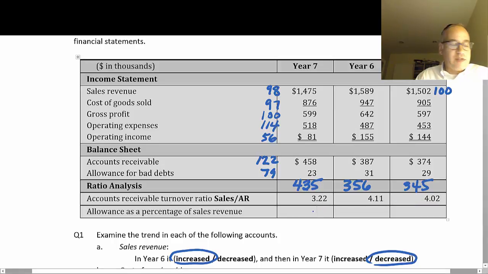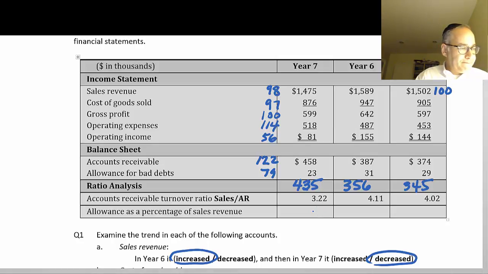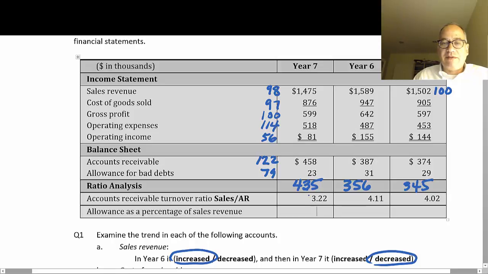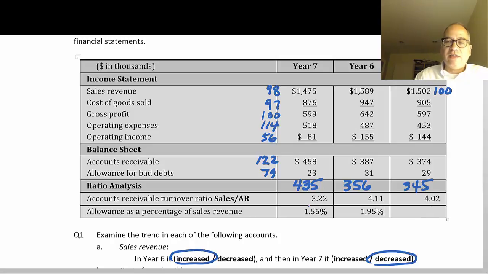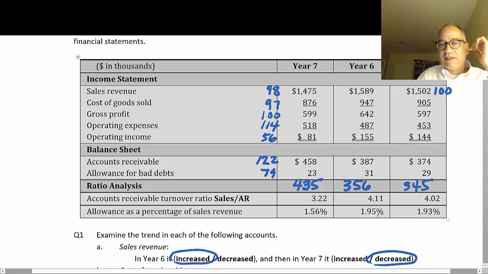And the allowance as a percentage of accounts receivable, I think they're asking you for that right now, right? That would be 23 divided by 458 is 5.02%. Here it's 31 divided by 387 or 8.01%. And here 29 divided by 374 is 7.75%. What does this mean?